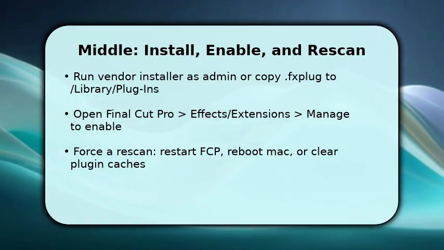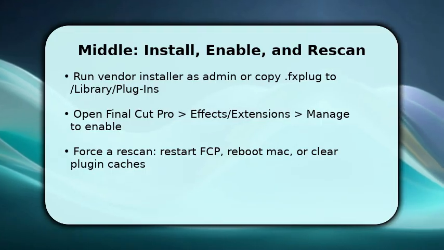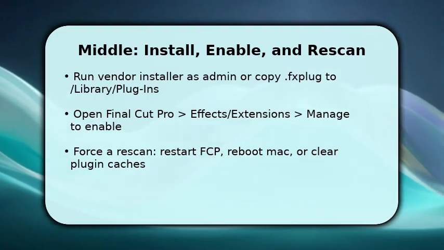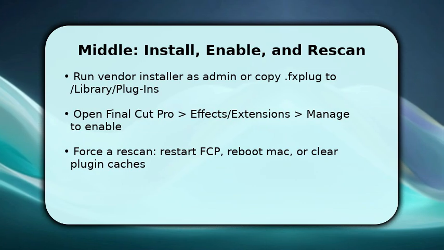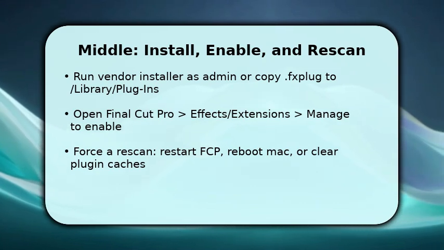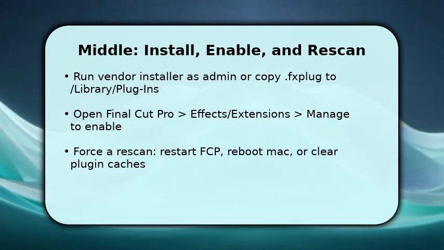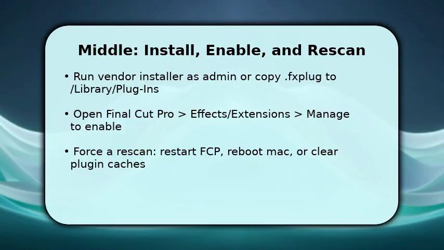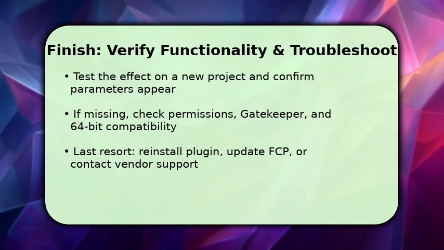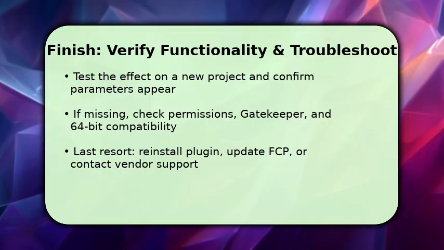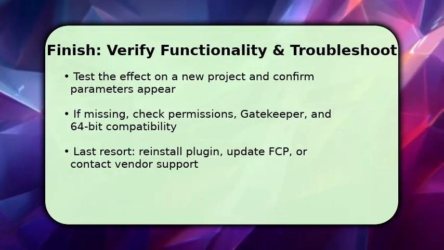Once enabled, force a rescan, quit Final Cut Pro, reboot the Mac, and if available, clear FCP caches or the plugin's cache files. These actions ensure Final Cut detects the new plugin and resolves indexing issues. You finish by testing the plugin in a fresh project and confirming its parameters and presets load correctly.